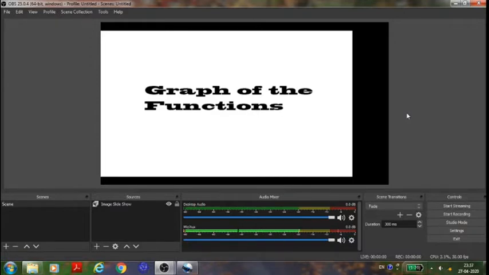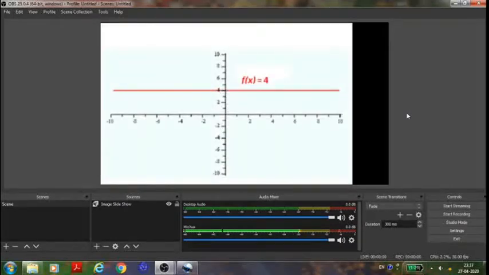All of us know the graph of the function, so I'll not go into detail, but I'll just tell you. This is about the constant function, that is f of x equal to k, where k is a real number, any real number. So f of x equal to k, so that will be y equal to f of x equal to 4. You can see this example.